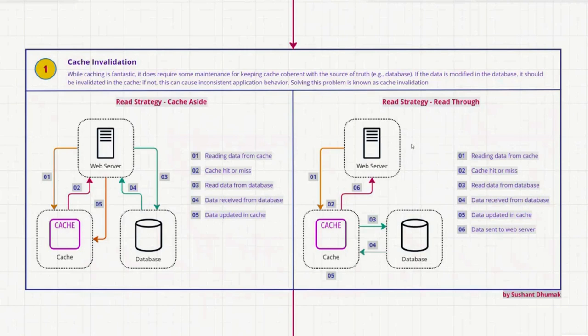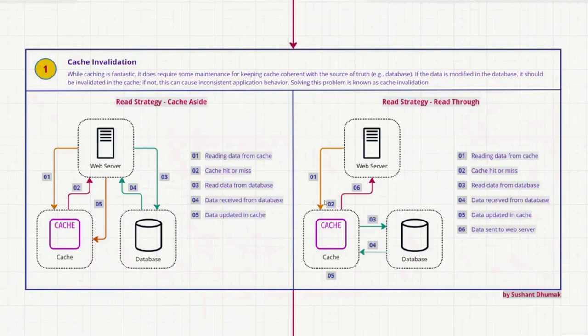But if you look at the other side, read through cache. I'm just adding a word behind it. That's again another strategy. In read through cache, what we do, the web server will try to read the data from the cache. If the cache has the data, then the cache will immediately send that data back to the web server. And that is again, I say, cache hit or cache miss. Point number two is mentioned. If it is a hit, it will send that data to the web server.